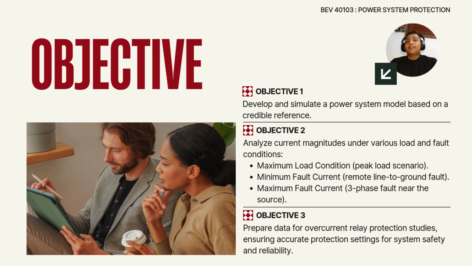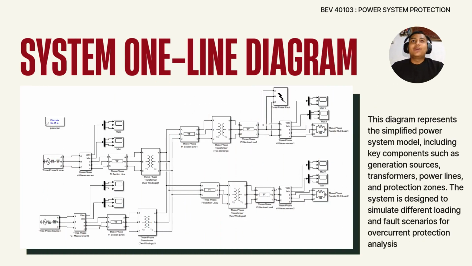For this project, we have three objectives. Our first objective is to develop and simulate a power system model based on a credible reference. Our second objective is to analyze the current magnitude under various load and fault conditions: first, maximum load current; second, minimum fault current; and third, maximum fault current. And our third objective is to prepare data for overcurrent relay protection studies to ensure accurate protection settings for system safety and reliability.